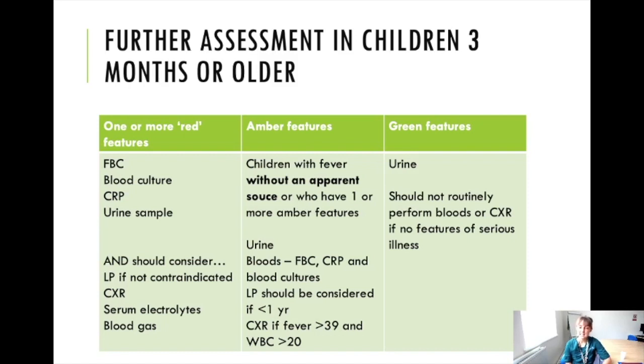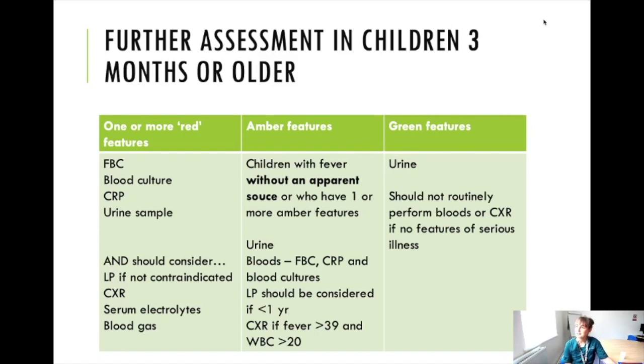So urine's an easy one to do if they are passing urine, and then you would do your bloods. LP you'd consider if they're under a year with one of those amber features and no obvious source. Chest x-ray if the fever's a little bit higher or they're complaining of abdo pain, which is quite a big one in pneumonias in little ones. They don't tend to present like adults with a good going cough and sputum production because they're not as good at coughing up that sputum. And if a white blood cell count is over 20, you're thinking, oh, that's probably bacterial rather than viral.